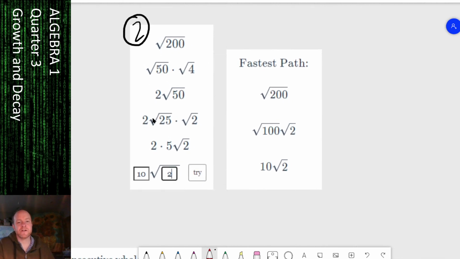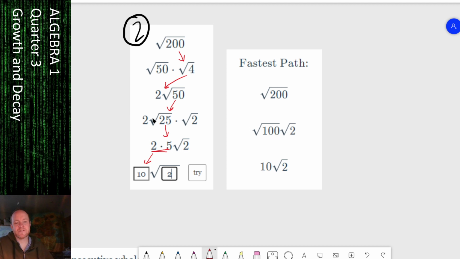Again, finding perfect squares that we can divide out. So for our 200, I noticed it was divisible by 4. The square root of 4 is 2. And now we can continue simplifying. I can divide 25 out of 50. And we're left with 2 over here. I can solve the square root of 25, which turns into 5. And then 2 times 5 is 10.